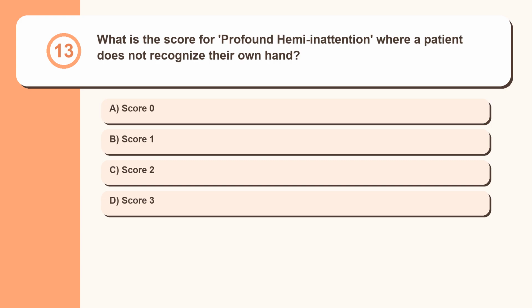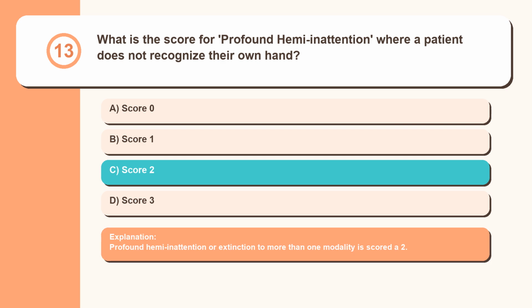Question 13. What is the score for profound hemi-inattention, where a patient does not recognize their own hand? Score 0, score 1, score 2, score 3. Profound hemi-inattention or extinction to more than one modality is scored a 2.